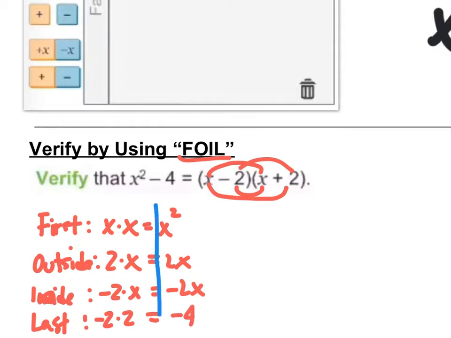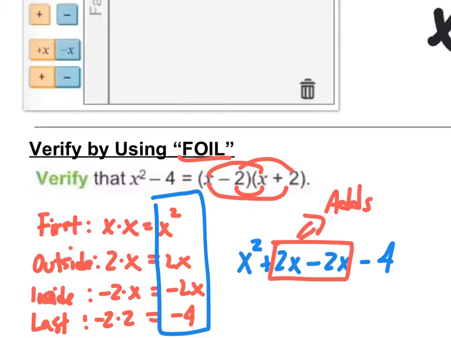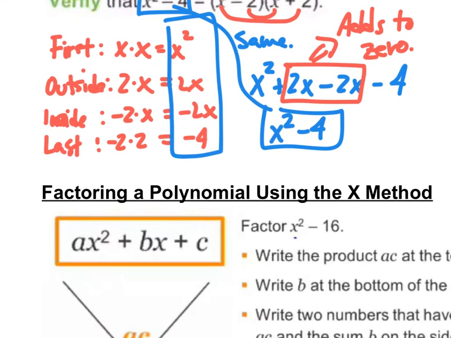So when we add all of these terms up, we're going to get x squared plus 2x, and then minus 2x, and then minus 4. So what happens here is that these two terms, 2x minus 2x, add to 0. And so as a result, we get our polynomial x squared minus 4, which is what we started with. Okay, so because these two things are the same, we're good. Then this is the correct factored form of this polynomial. All right, so let's move on.